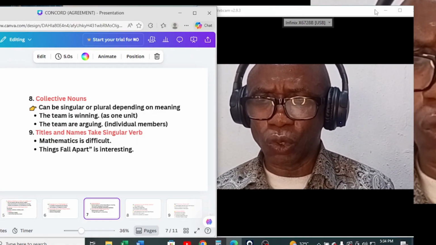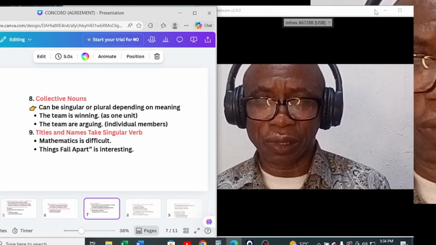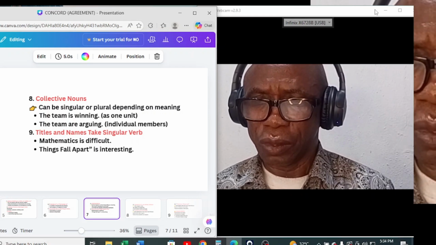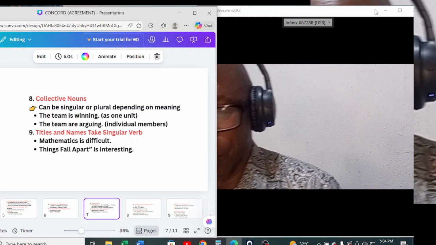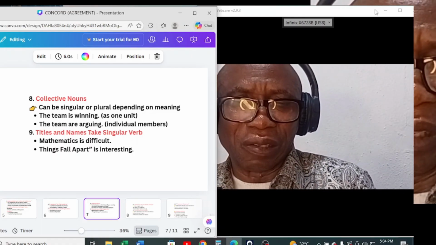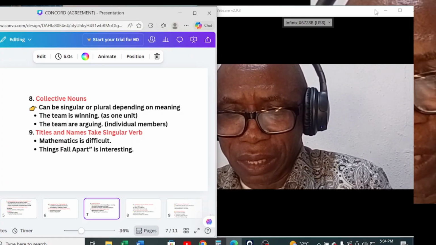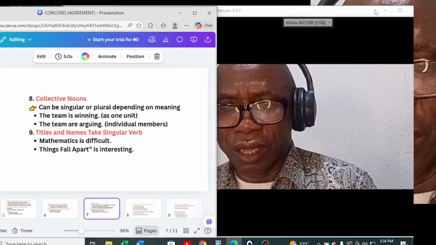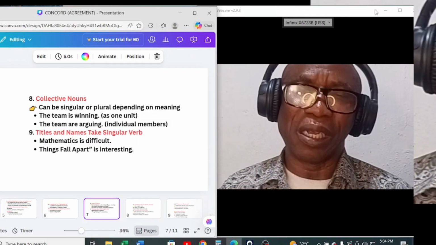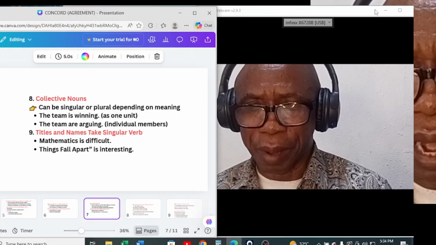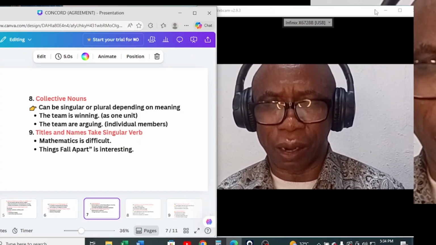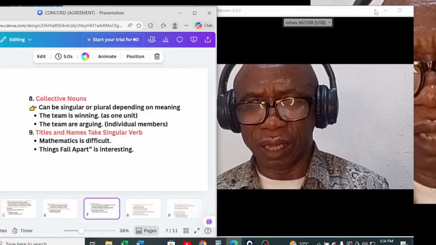Rule number 9, titles and names. Titles and names take singular verbs. For instance, Mathematics, that is the name of the subject, and you say Mathematics is difficult. Even though Mathematics looks plural, it is Mathematics is difficult. Things Fall Apart, that is the title of the book. Things Fall Apart is interesting. Don't say Things Fall Apart are interesting because of the word things. So it's Things Fall Apart is interesting.